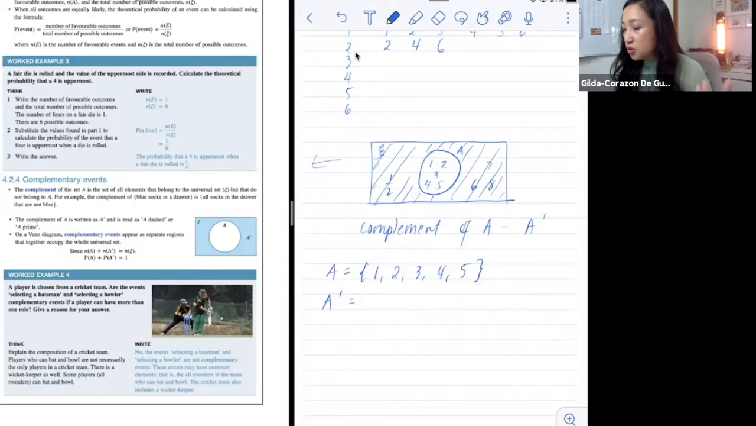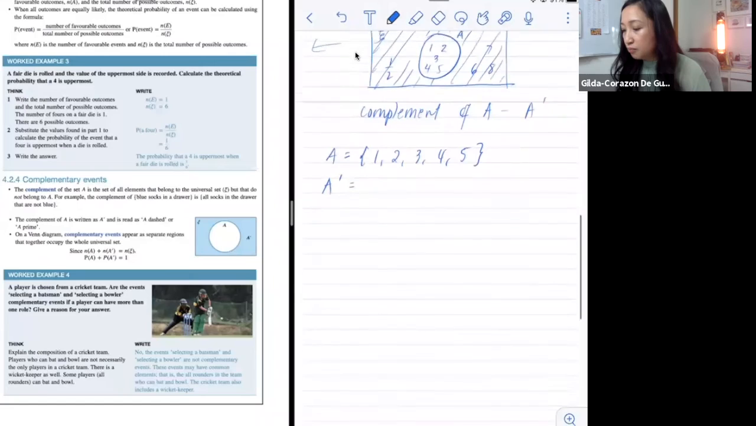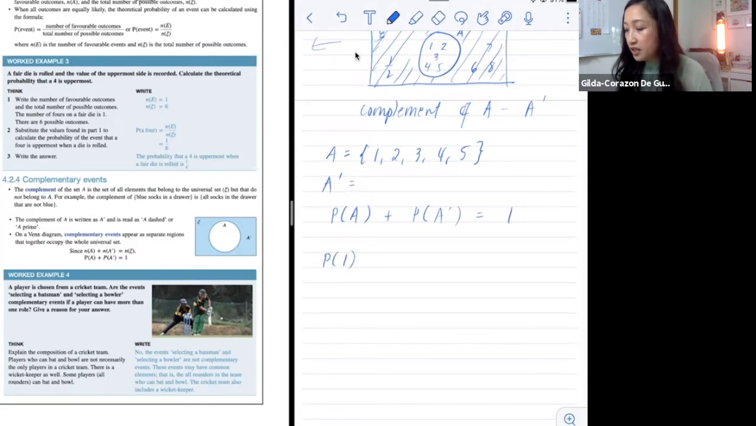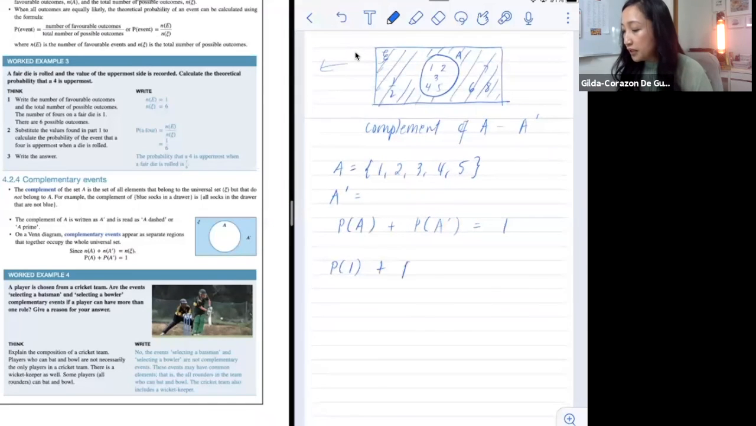Okay. Now, what do we need with complementary events? When you say complementary events, if you've got the probability of A and you add that to the probability of A prime, it would always be equal to 1, okay? Just like if you roll a dice, the probability of 1 plus the probability of not getting a 1. What's the probability of getting a 1? It's 1 out of 6. What's the probability of you not getting 1? It's 5 out of 6 because there are 5 remaining numbers, right? And if you add them together, you get 6 out of 6, which is actually 1.